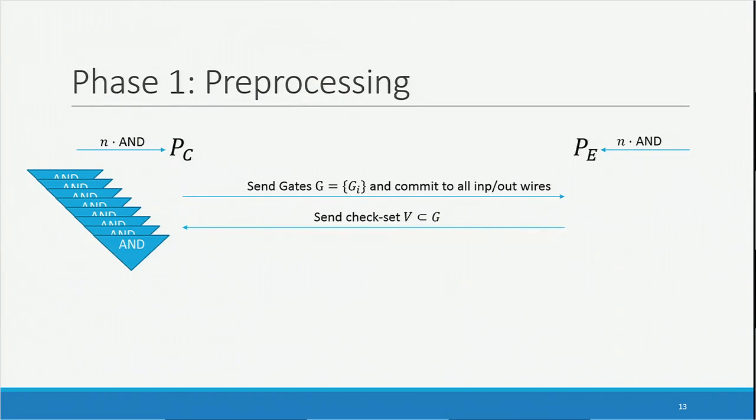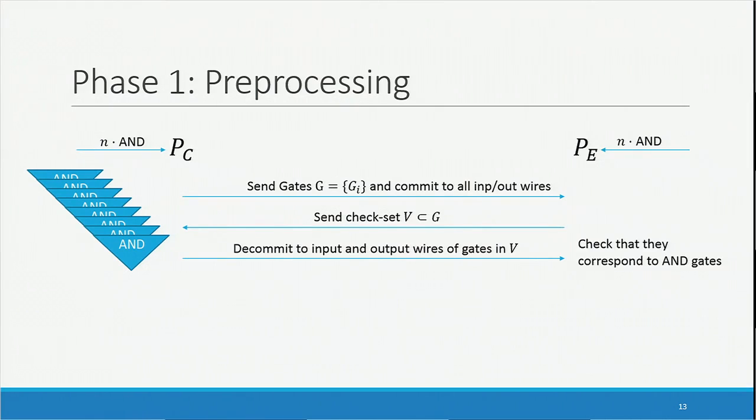The evaluator will now, just as before, check some of them and say, hey, you need to prove to me that these are actually correct. And the constructor does this by decommitting to the input and output wires of these gates, and then the evaluator can check that this corresponds to what an AND gate would look like. If everything's okay, the evaluator knows that there are not very many bad gates left. I mean, most of them are AND gates. That's the guarantee he has.